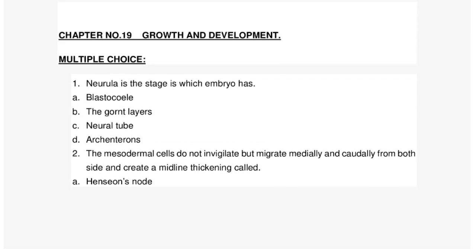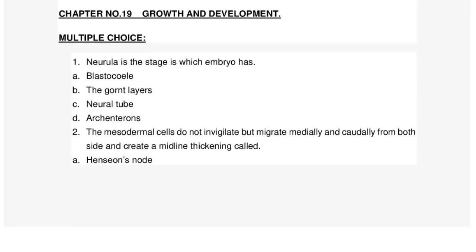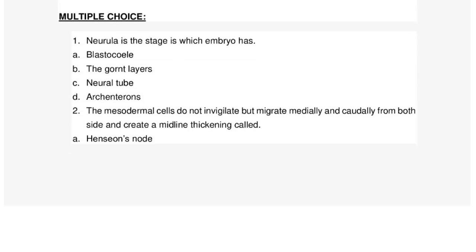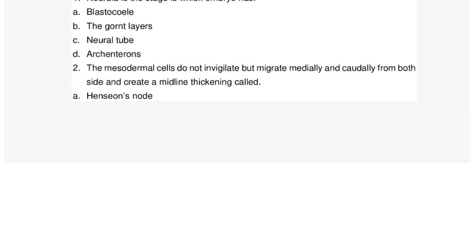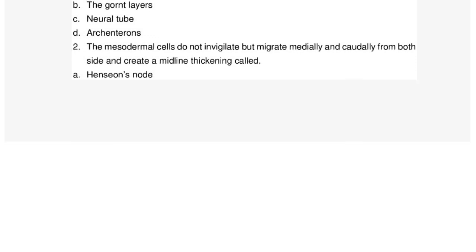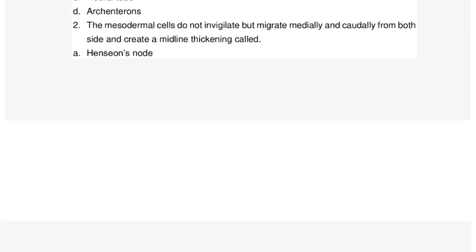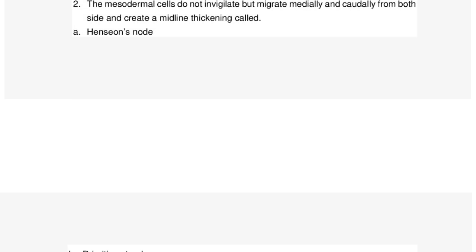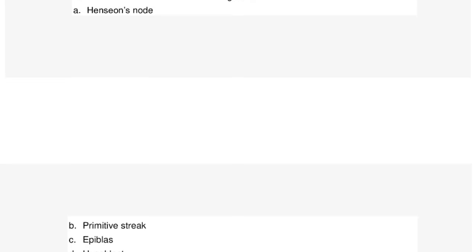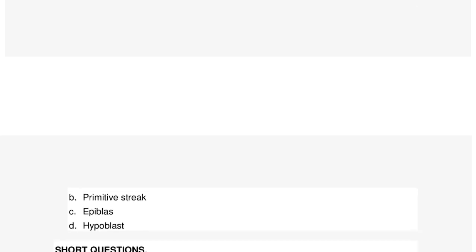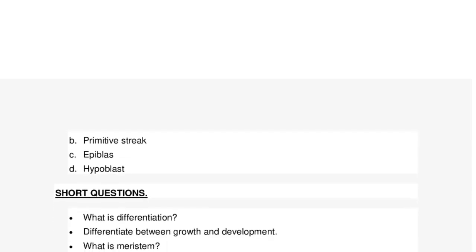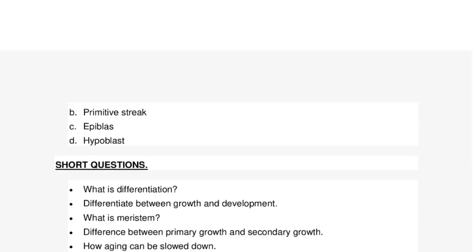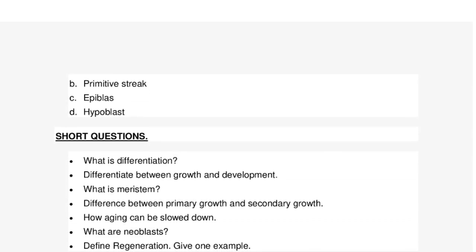Multiple choice. Point 1. Neurula is the stage which embryo has: A. Blastocoel, B. Germ layers, C. Neural tube, D. Archenteron. 2. The mesodermal cells do not invaginate but migrate medially and caudally from both sides and create a midline thickening called: A. Hensen's node, B. Primitive streak, C. Epiblast, D. Hypoblast.